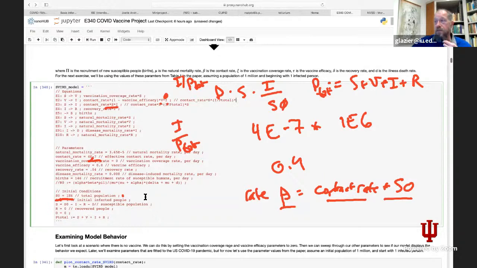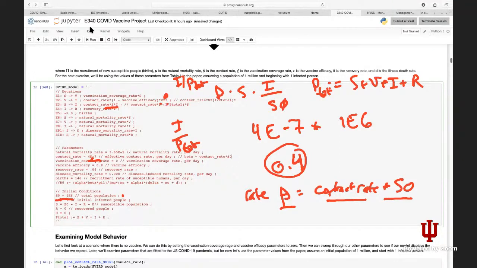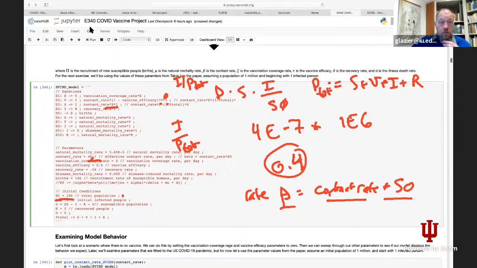And I think then beta will be a number. Here it's 0.4, the probability per encounter. So what this is saying is that if I run into an infected person, I have a probability of 0.4 of getting infected, which is a more meaningful number than to say that my contact rate is 4 times 10 to the minus 7, which doesn't mean anything. Right. Okay. I could go over it again, if that makes sense.